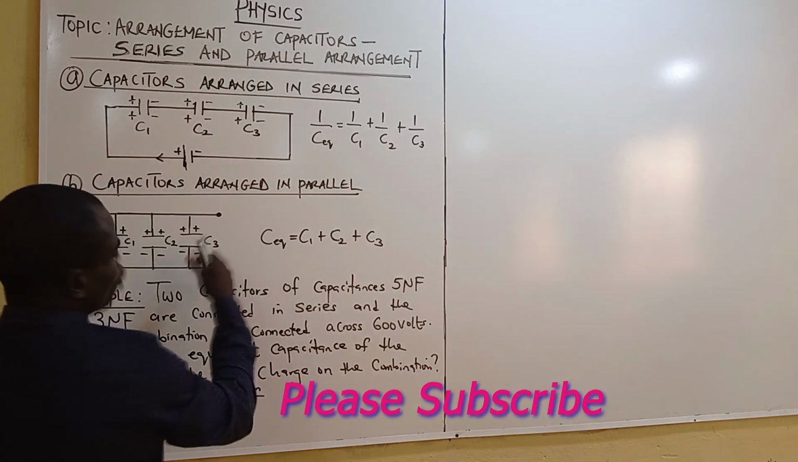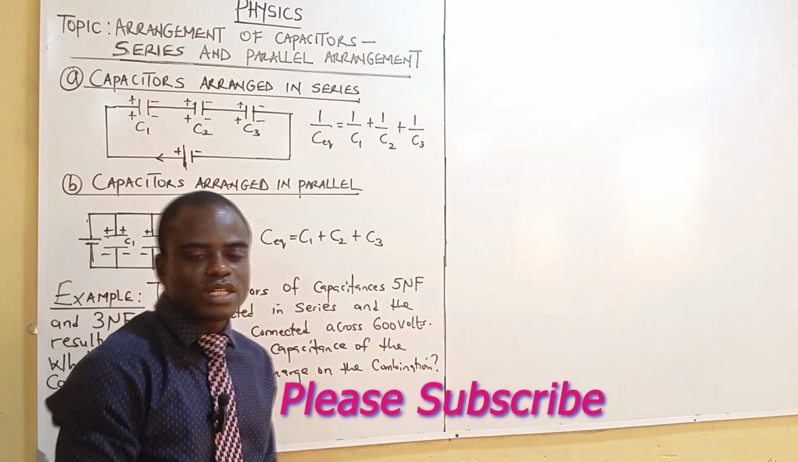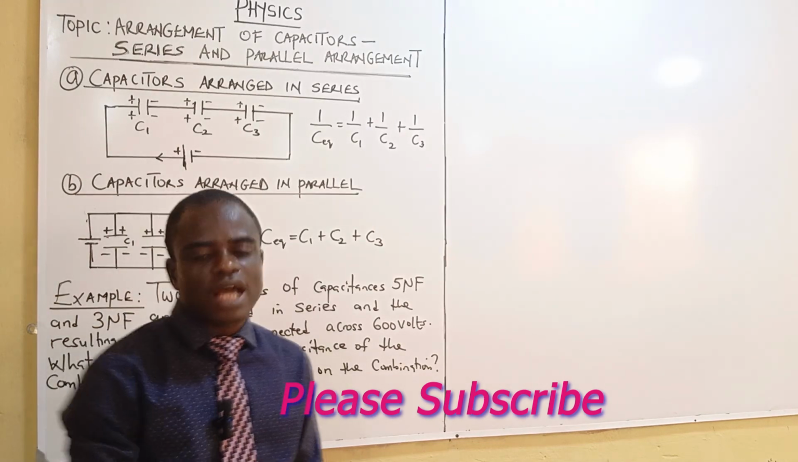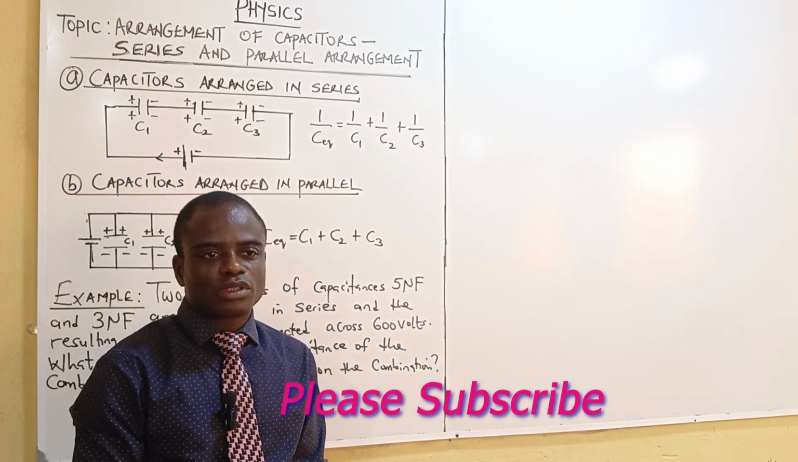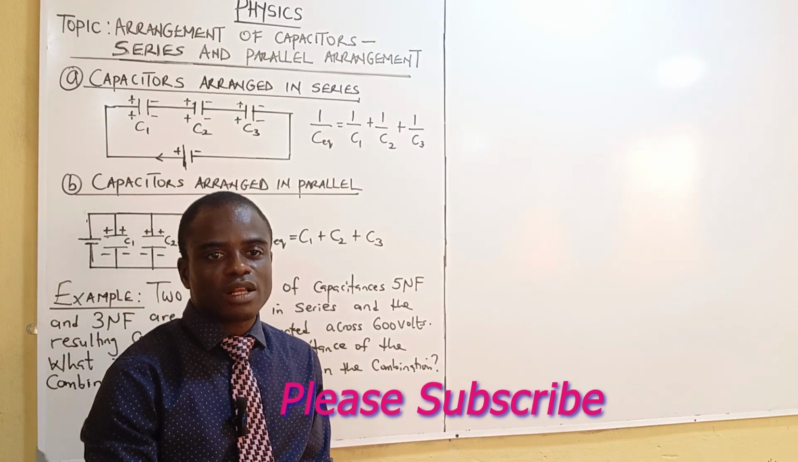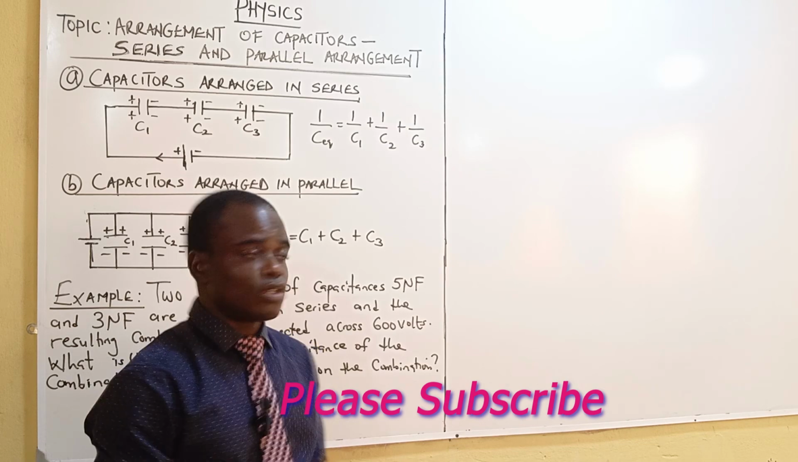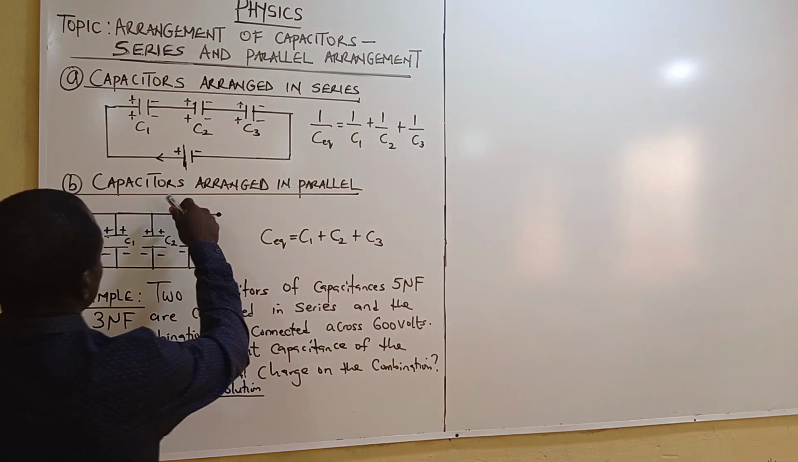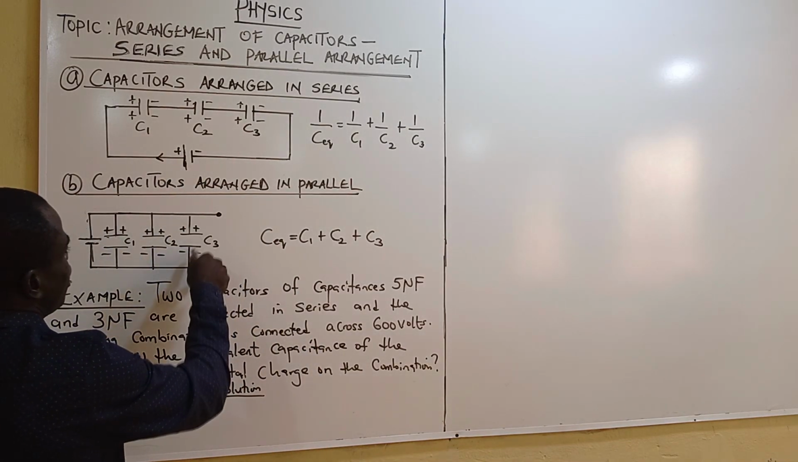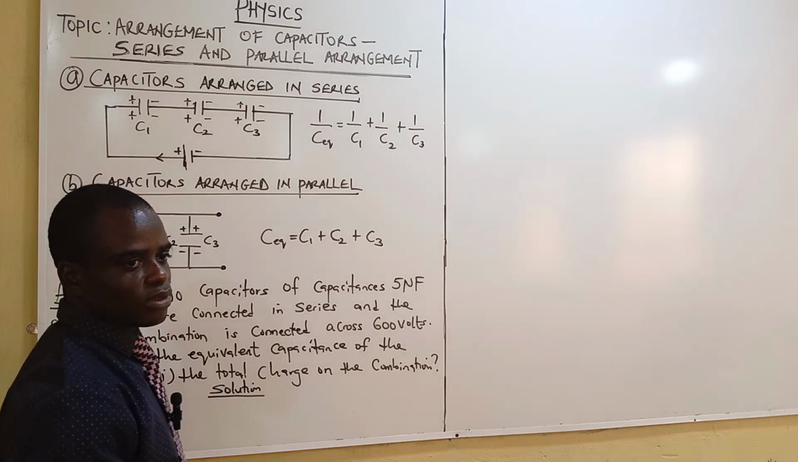Now, when you are in series, it's opposite to the resistors. When these resistors are in series, you just add them together. But when resistors are in parallel, you find the reciprocal of it. But when capacitors are in parallel, you just add them like that.